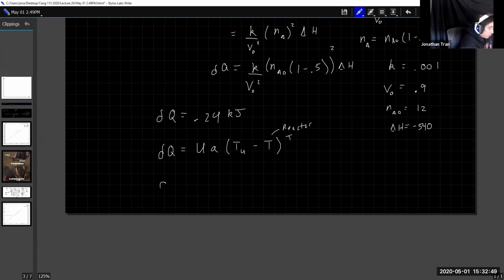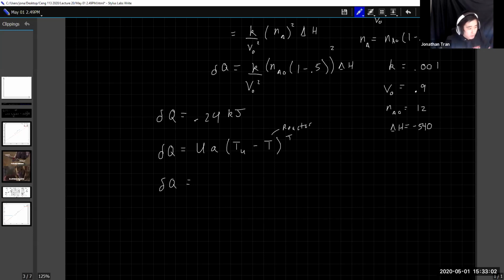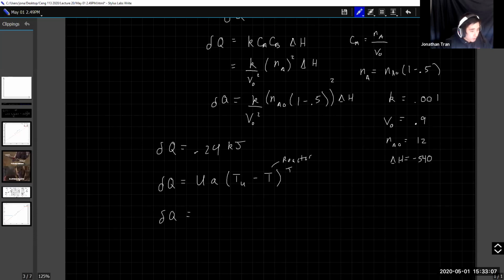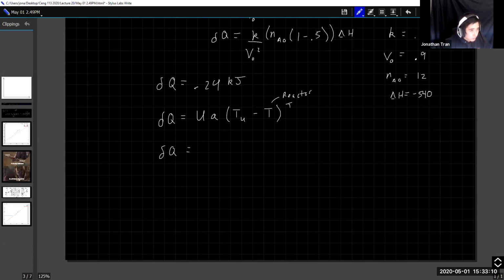So del Q here is going to equal, now I didn't specify a value for U, and the reason is because we're going to be calculating U in two instances. I'm setting up this example to show you the different options that you would have in a real world design problem. Let's say that the amount of energy you need to remove from the system in this case is negative 24 kilojoules.